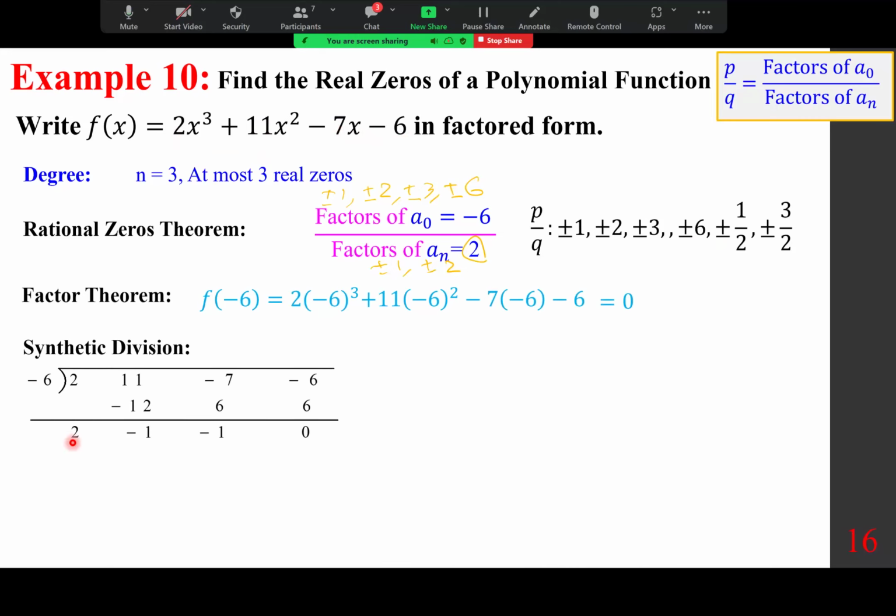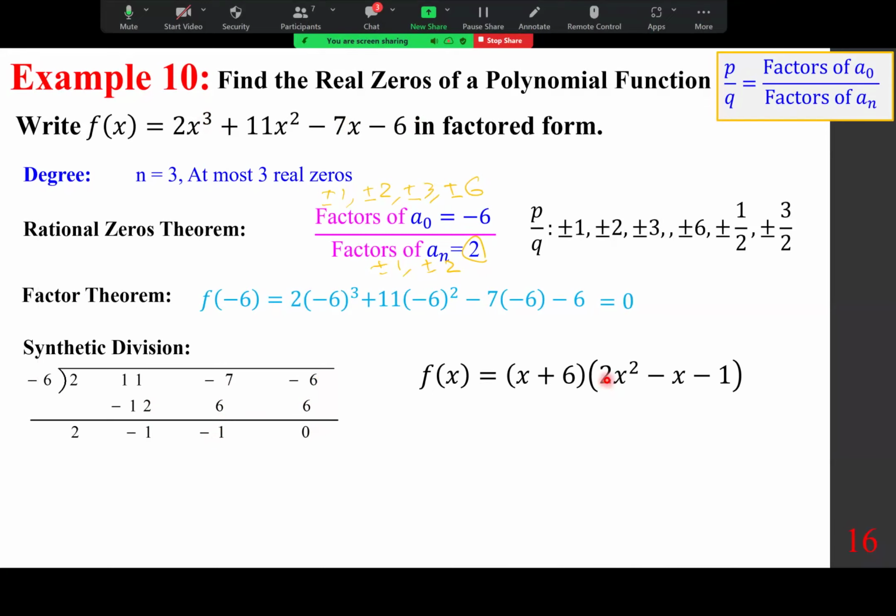Now you drop the 2. Then you multiply this by -6, you get -12, with 11 is -1. Multiplied by -6, +6, and -7 is -1. Multiplied by -6, +6, and -6 is 0. So this is the product of x plus 6, and now this was cubed, so it goes down to 2x squared minus x minus 1. And again, you can factor this. In fact, it can't get any easier than that.